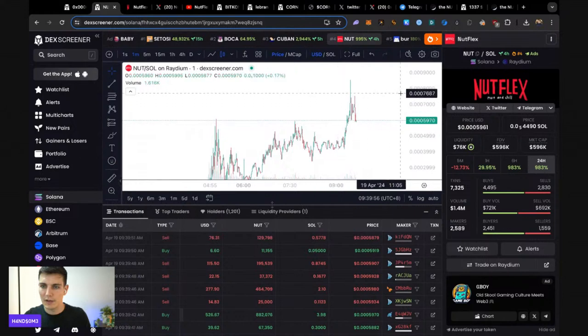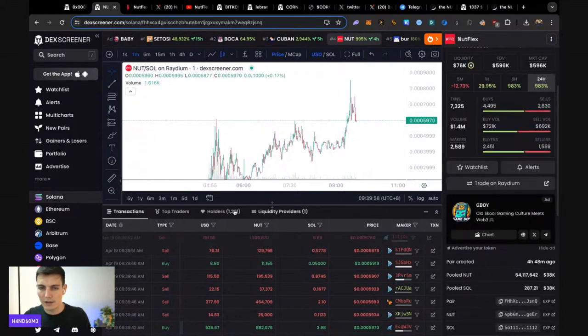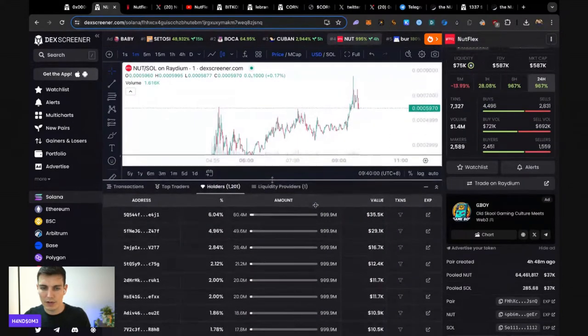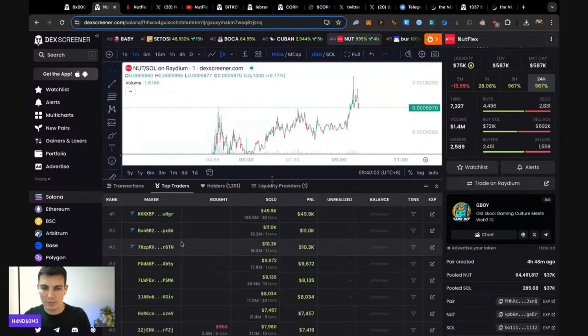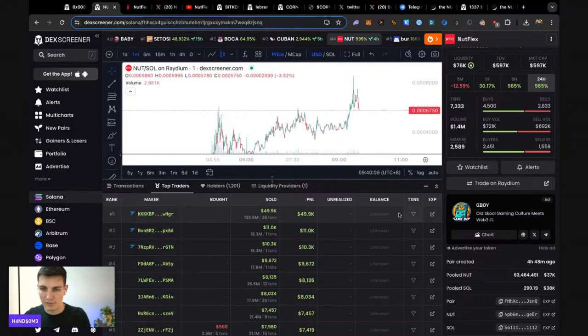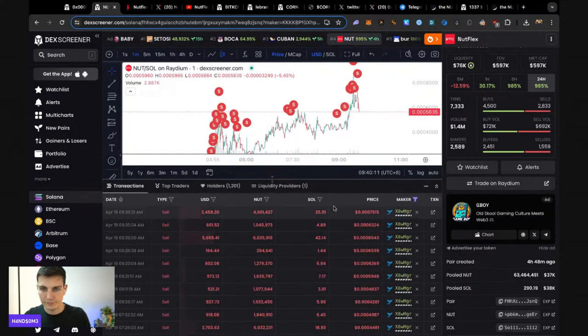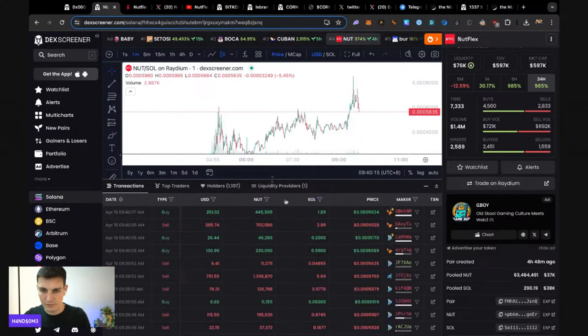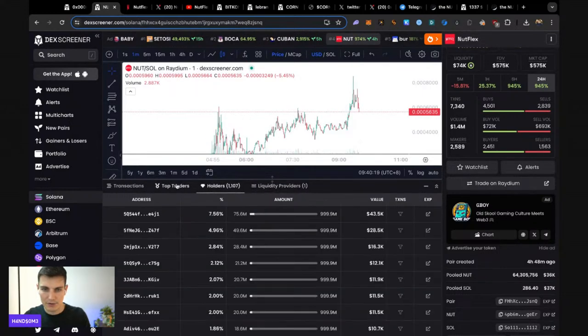And a nice pullback. Let's check the holders. What do we have? Okay, the top traders. Wow, some people already made 50K. That's probably $25,000. Liquidity provider burned.